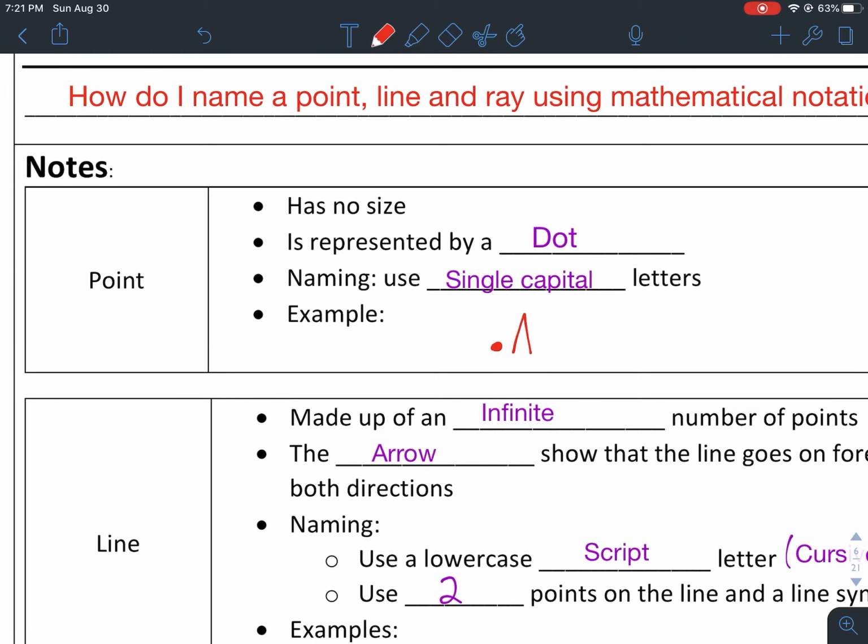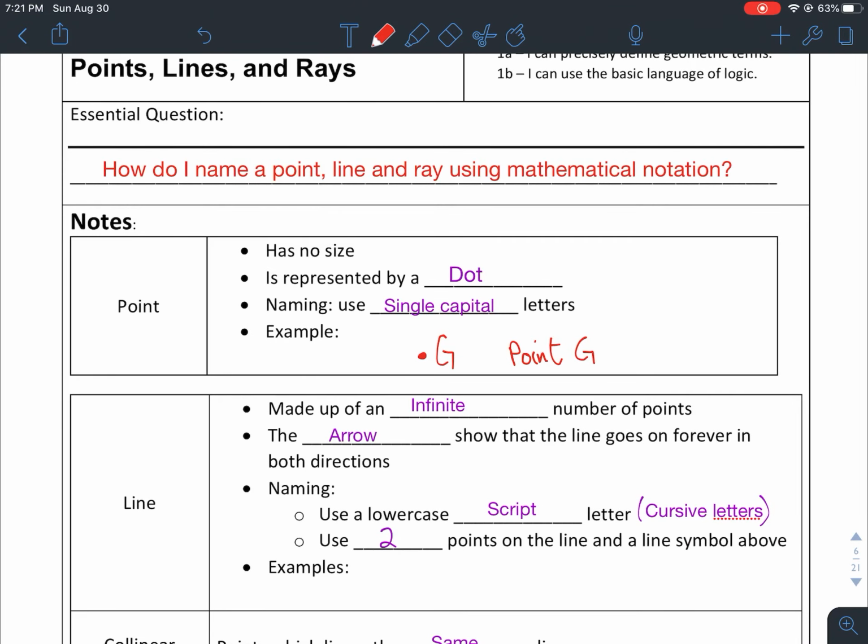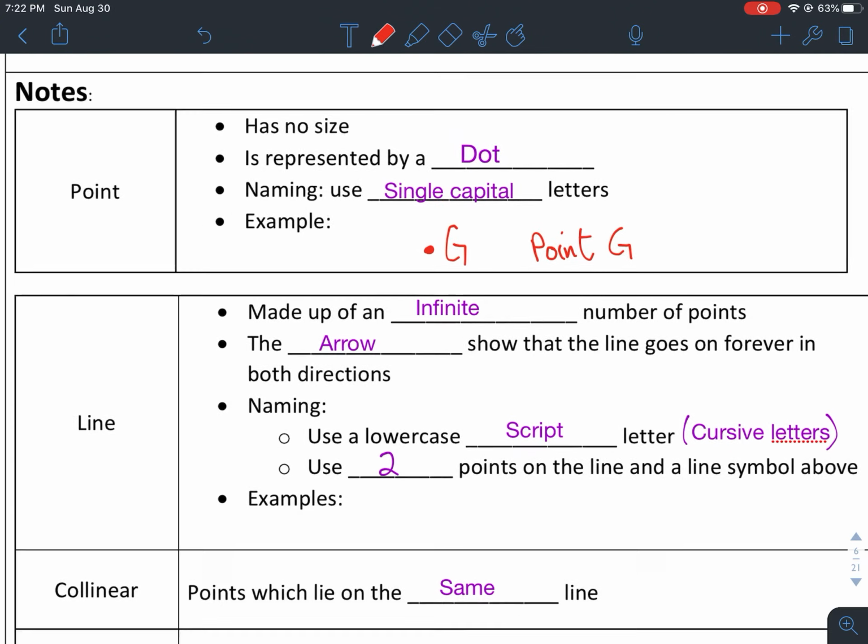So I'm going to select G, and that's how you name it. And that's how you would draw it as well. This is a drawing of a point G, and the name for it would be point G. So we answer the first part of the essential question. How do you name a point? Well, we just name it point G, or using any capital letter of your choice if it has no letter.